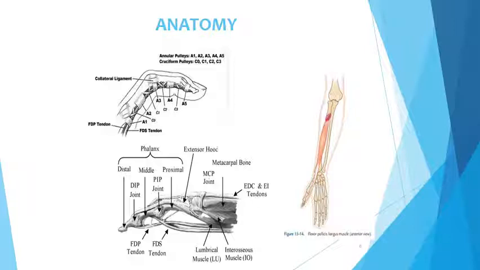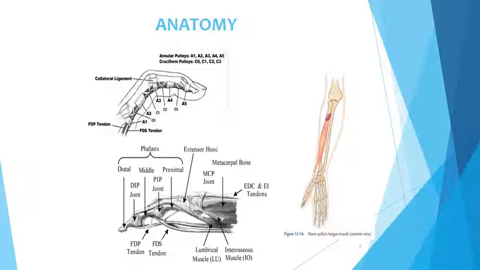In the top picture, here you can see the annular pulleys from A1 to A5. Annular from the shape that they are in, and it is clear that they give support and maintain the contact of the tendon close to the bone.